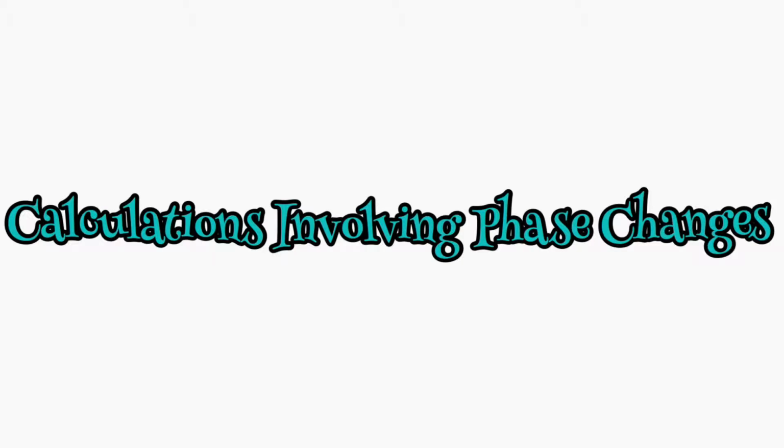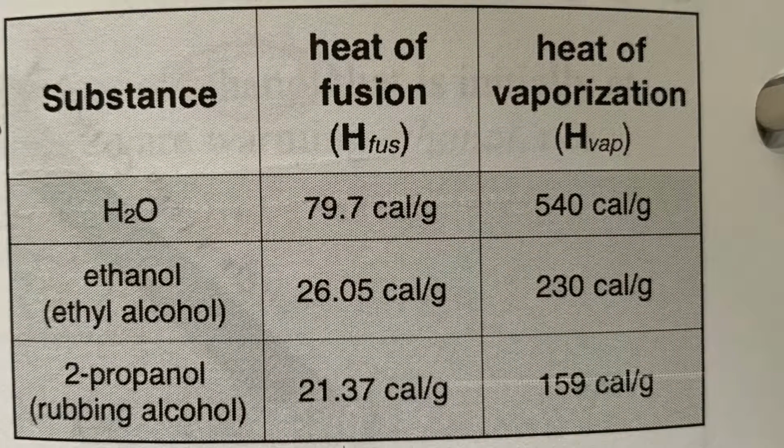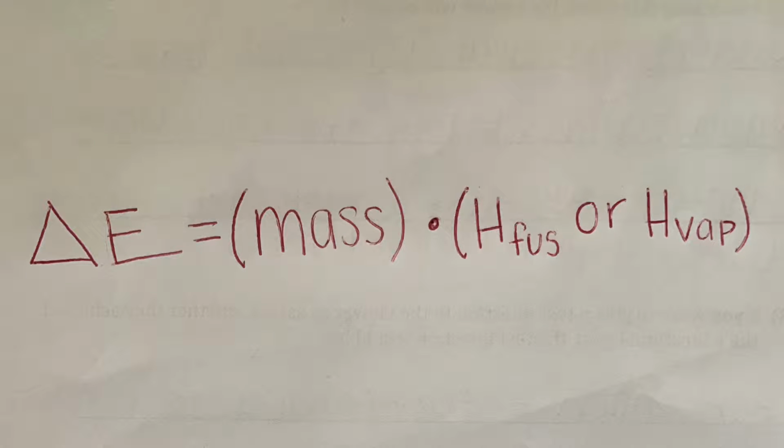In this video, we are going to talk about calculations involving phase changes. Here we can see the heat of fusion and vaporization values, which are the amounts of energy needed to melt or vaporize 1 gram of a substance. We can use these values to calculate the energy needed to melt or vaporize any amount of the substance using the equation that is shown here.